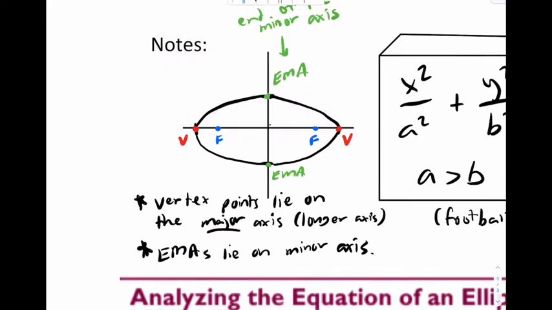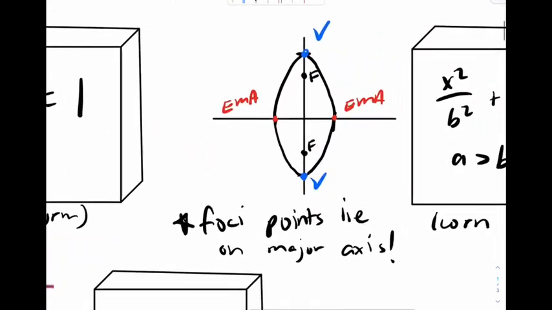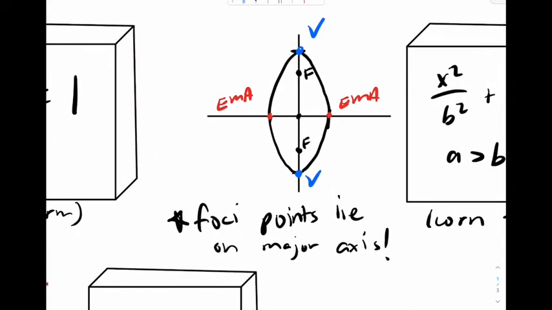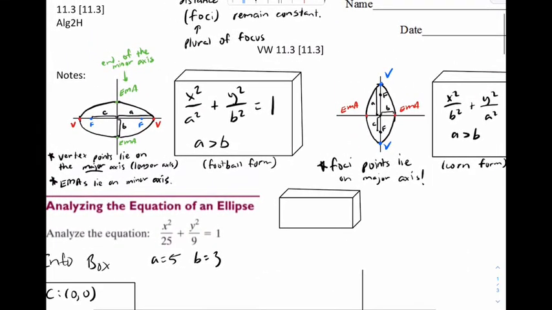The center to your vertex, like that, that's your A value. The center to your co-vertex, that's your B value. And then center to the focus point, that's your C value. Again, I'll do it over here. The center to the vertex would be your A. Center to co-vertex would be B. And center to focus would be C. Okay, that's quite a bit of information.